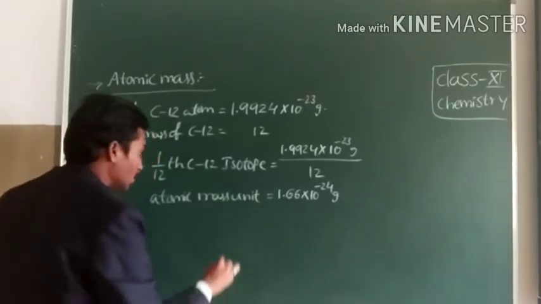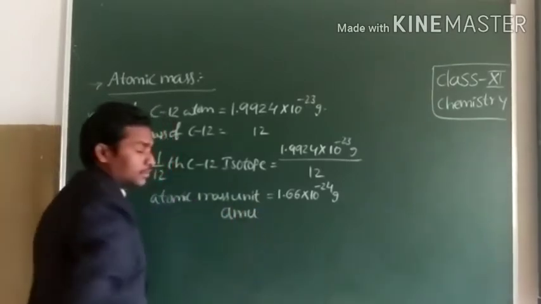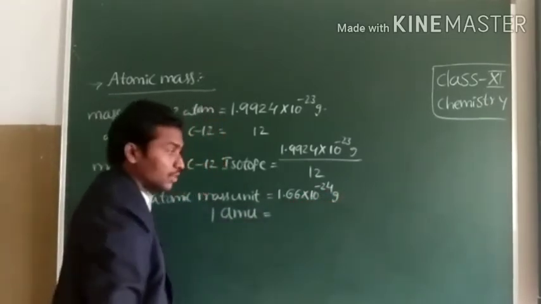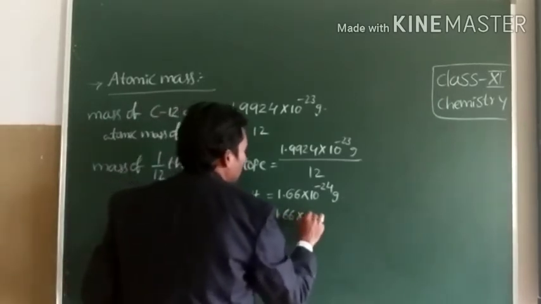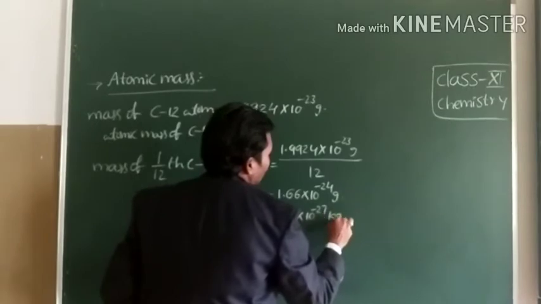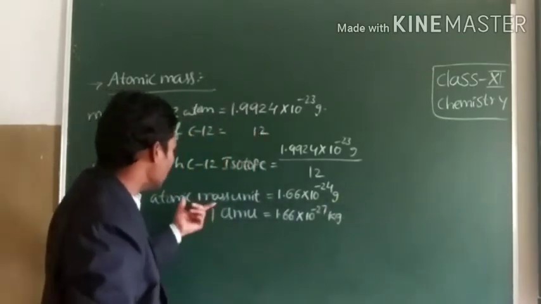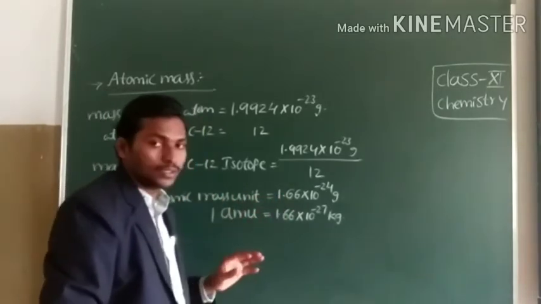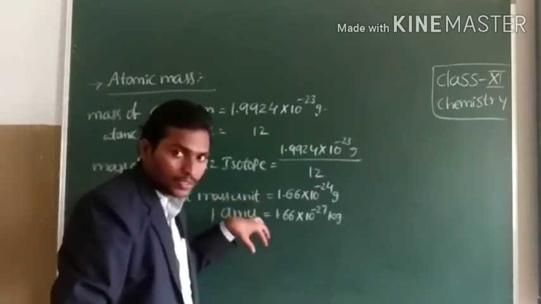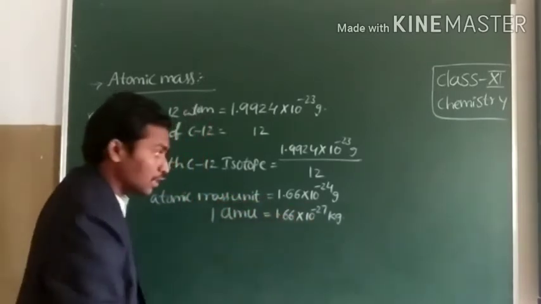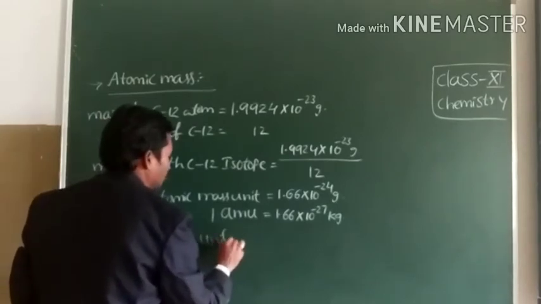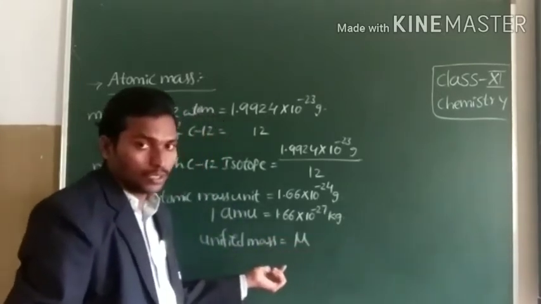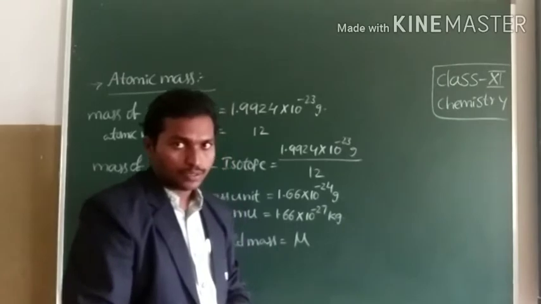Atomic mass unit is represented as AMU. So one AMU value is 1.66 × 10^-24 grams or 1.66 × 10^-27 kilograms. This is called standard atomic mass or atomic mass unit. Nowadays, this atomic mass unit is replaced by u. u means unified mass, and it is denoted by u.